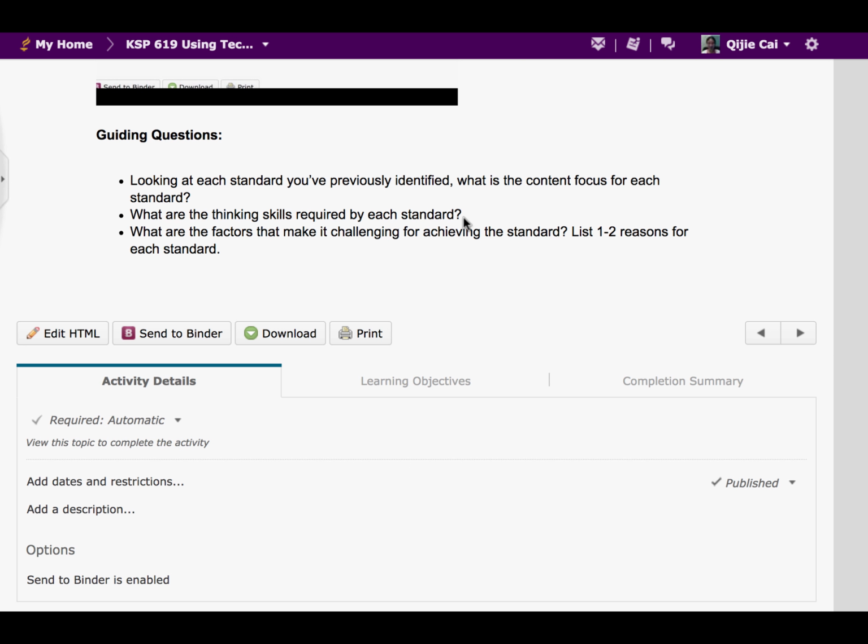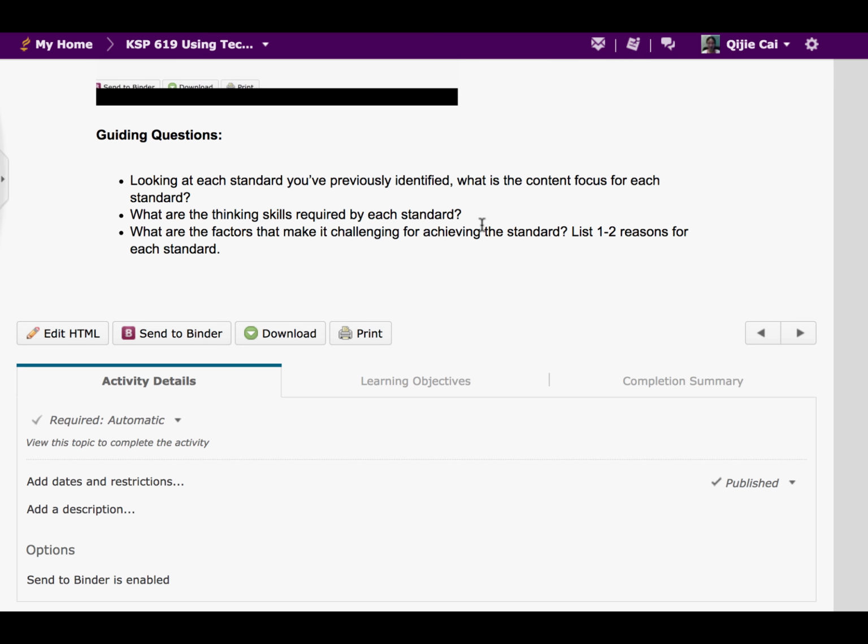And moving on to the next question, after we've identified the content focus, I'd like you to think about the type of thinking skills that are required by each standard. Do students need to memorize information to achieve that standard? Do they need to compare or contrast? Do they need to explain or analyze or synthesize information? Or do they need to evaluate facts or data? So these are the thinking skills I'm talking about.